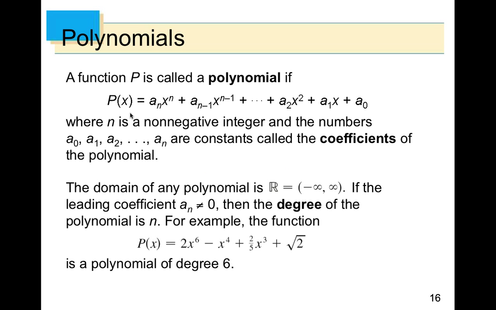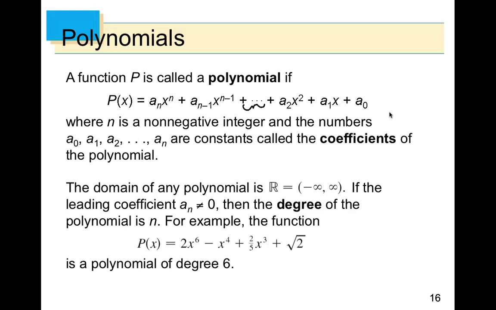A function P is called a polynomial if it takes this form: P of x equals a sub n x to the n plus a sub n minus 1 x to the n minus 1 plus, and the little dots in the middle mean that there's a lot happening in between, but we don't need to explicitly write it. It is understood that it's there. n is a non-negative integer, and the numbers a sub 0, a sub 1, a sub 2, up to a sub n are constants, and they're called the coefficients of the polynomial.